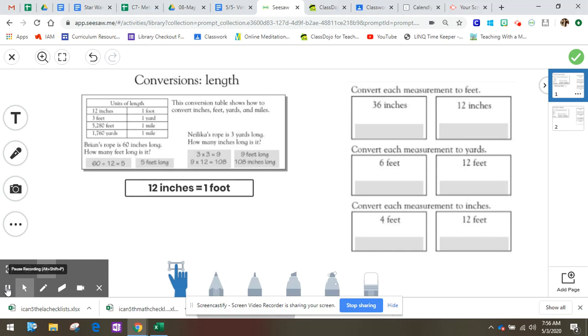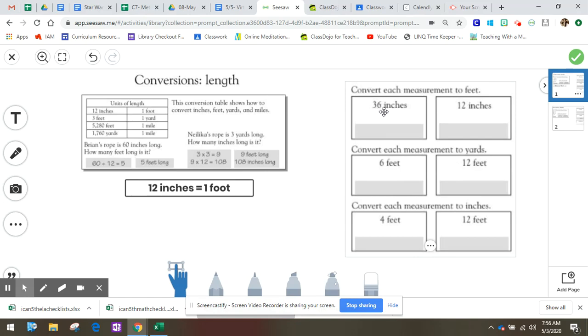So let's look over here. It says convert each measurement to feet. And then you have 2 problems that you convert to feet. But pay attention because then it says convert measurement to yards. So then you have some measurement that you're going to convert to yards. So it changes with every 2 problems. So let's go ahead and do this problem here.